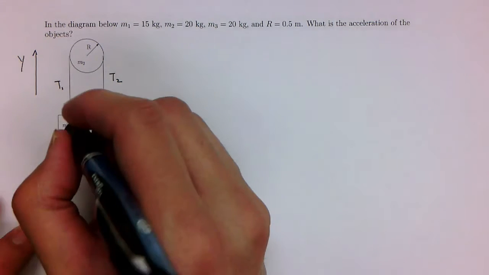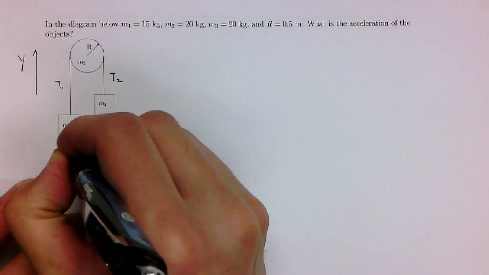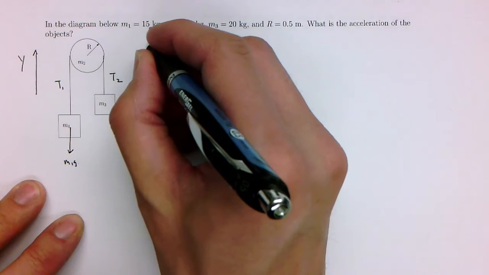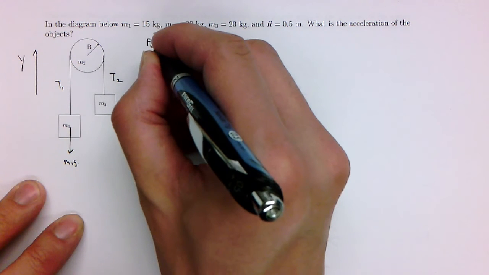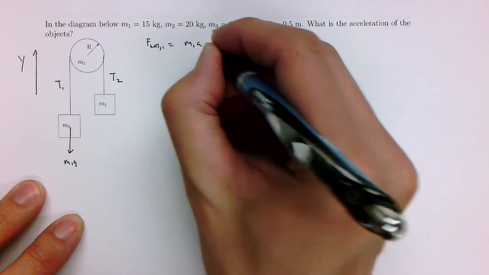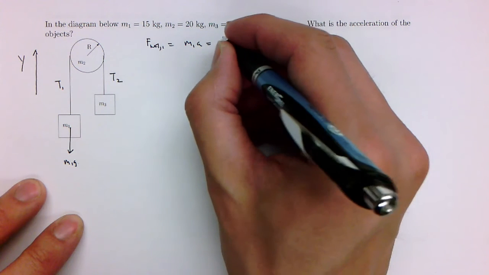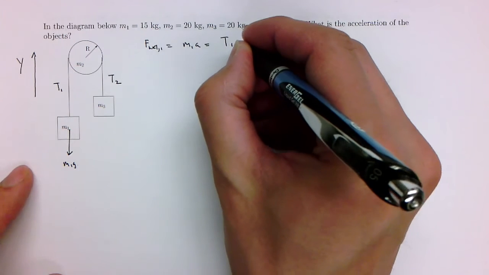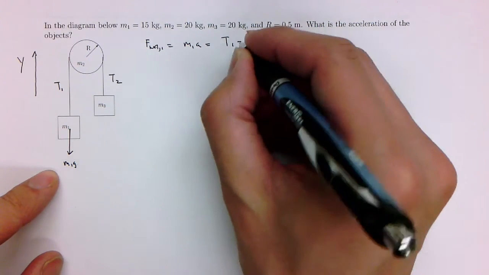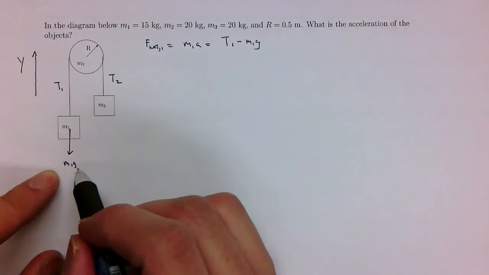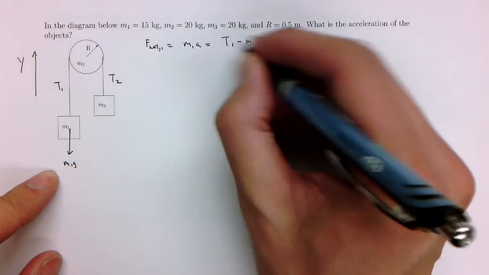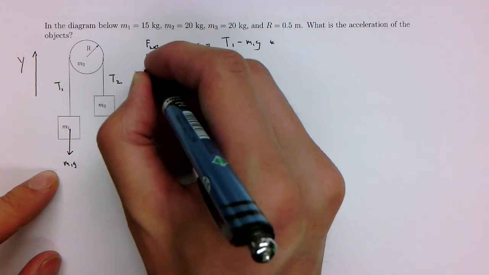All right, let's consider the force diagram on M1. It's going to feel a force downward, the gravity force M1g. So F net on 1, that's M1 times A, is just going to be equal to the tension T1 minus the force of gravity M1g. Note the difference in signs, because gravity is in the negative y direction and this is the positive y direction. So that fixes that one.